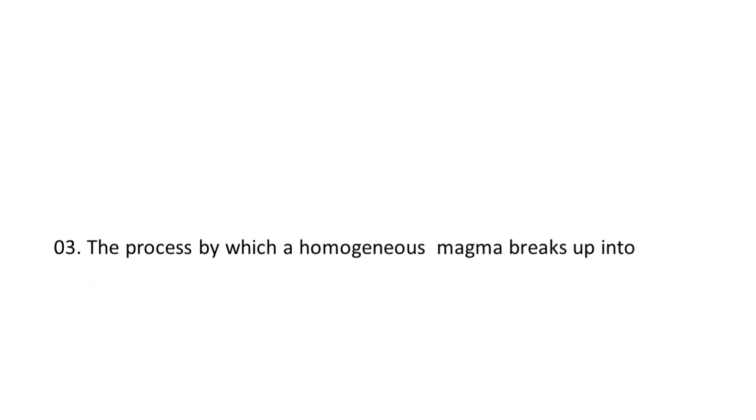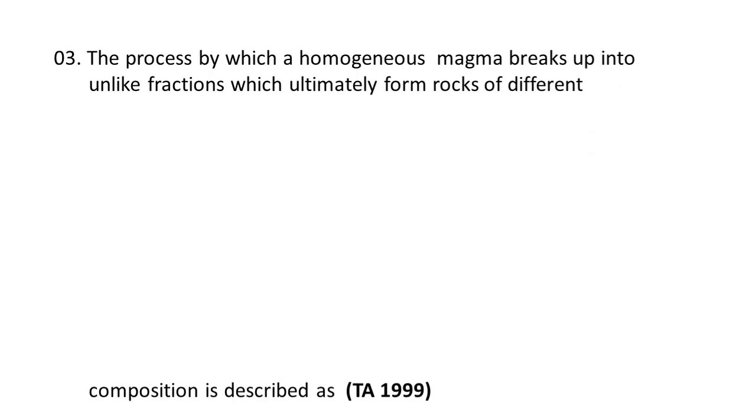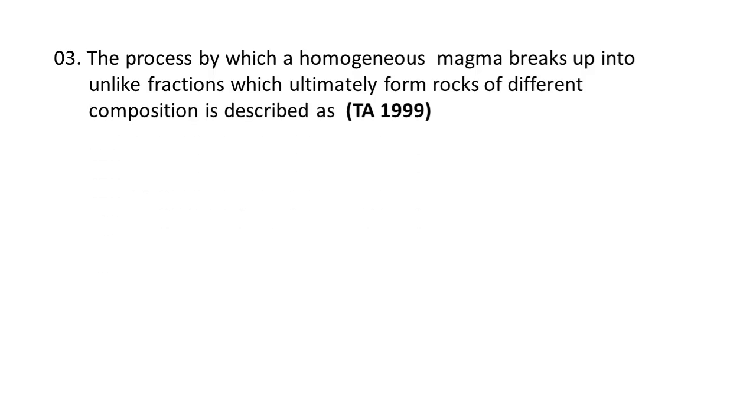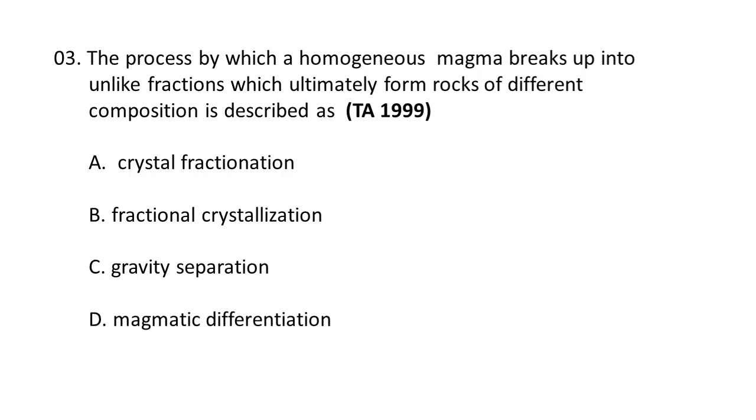Next question. The process by which a homogeneous magma breaks up into unlike fractions which ultimately form rocks of different composition is described as A. Crystal fractionation, B. Fractional crystallization, C. Gravity separation, D. Magmatic differentiation. So the correct option is D. Magmatic differentiation. Magmatic differentiation is the process by which a single magma creates different types of rock or daughter magmas by separating and concentrating the elements within it. So the process by which magma breaks into unlike fractions is known as magmatic differentiation. D is the correct option.